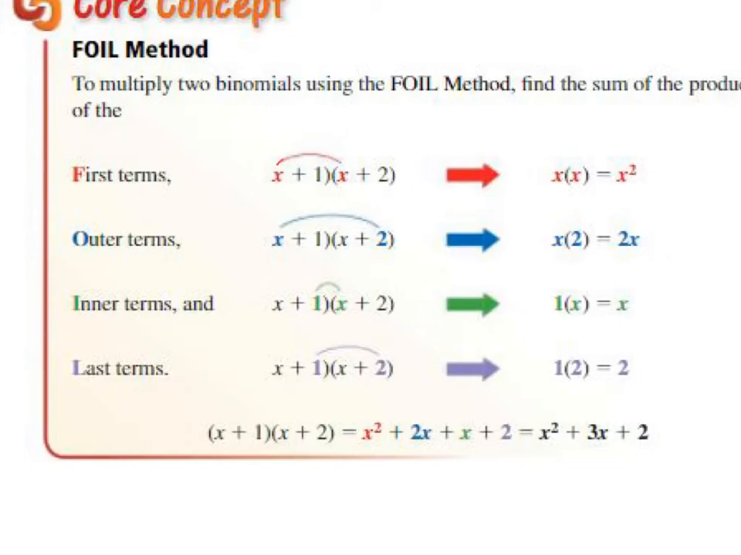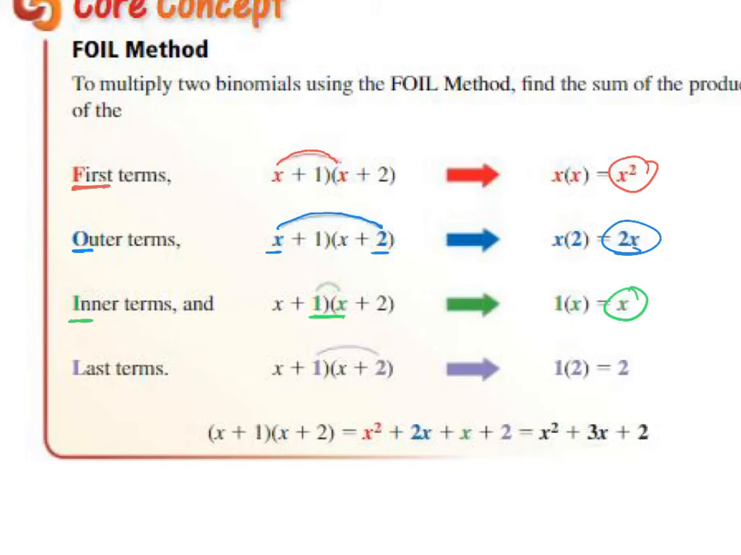You multiply what we call the first terms of each. First, x times x gives you x squared. Outer, the outside terms, x times 2 gives you 2x. Inner, the inside terms, 1 times x gives you 1x or x. So we've got first, outer, inner, and last.